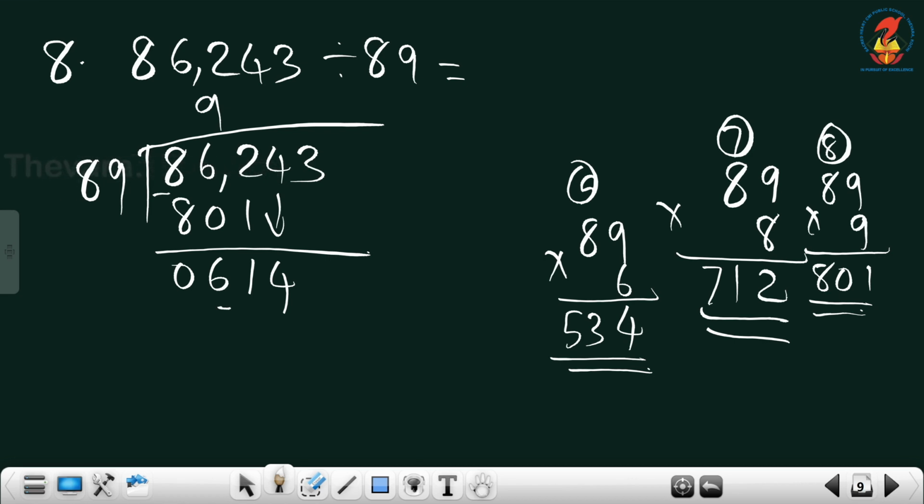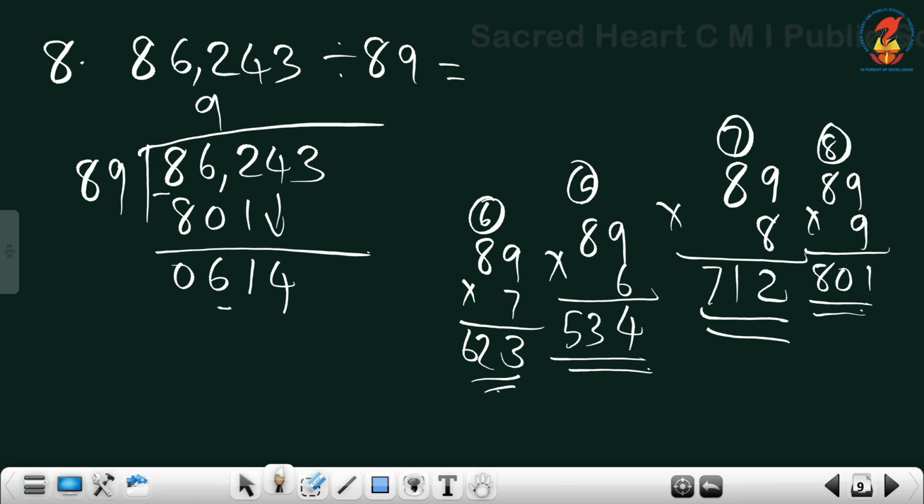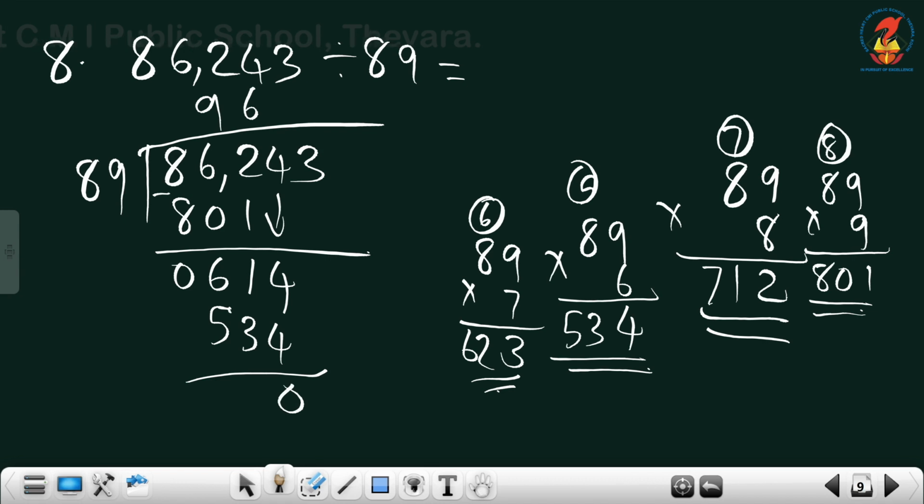Okay, 534. 89 into 7 also I can check. 9 7s are 63, 6. 8 7s are 56 plus 6 is what? 62. That is greater than this. So 89 into 7 is greater than this. So I need to take what? 89 into 6. 89 into 6 equals what? 534. And here 1 is less than, so I need to borrow 1 from here. It should become 11.